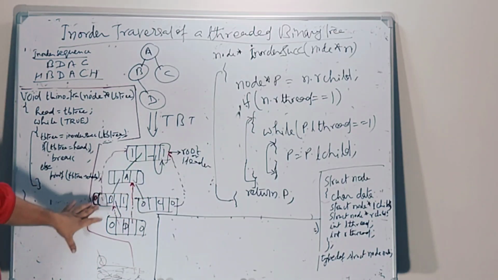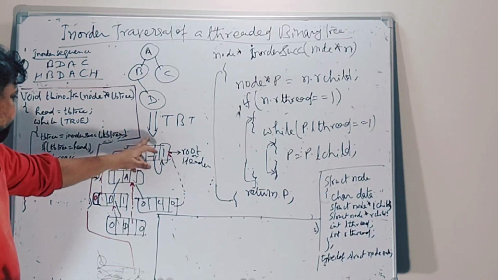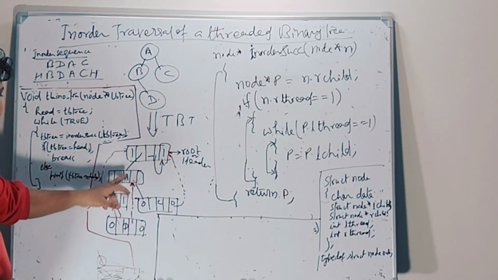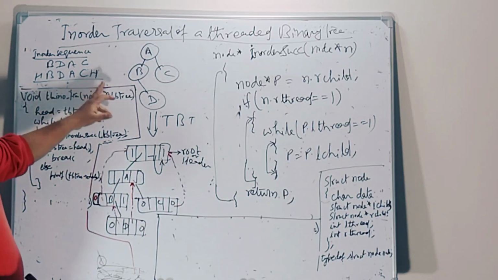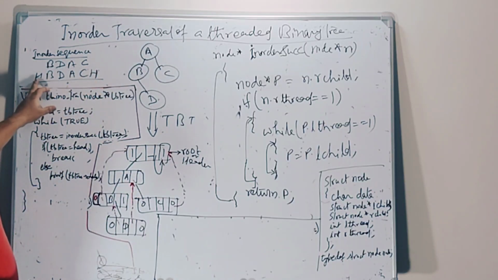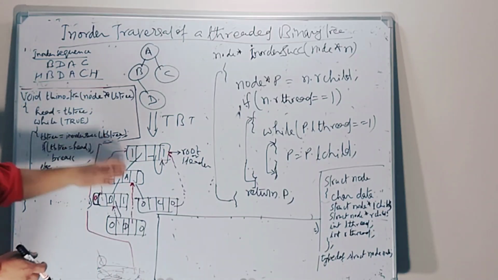So if I try to traverse this threaded binary tree, and I represent the root as H, then H will be the predecessor of B, and H will also be the successor of the last node. So that is the overall sequence for the threaded binary tree.